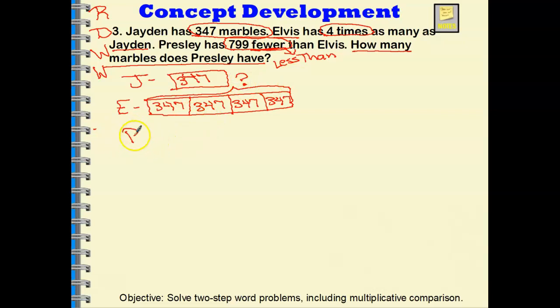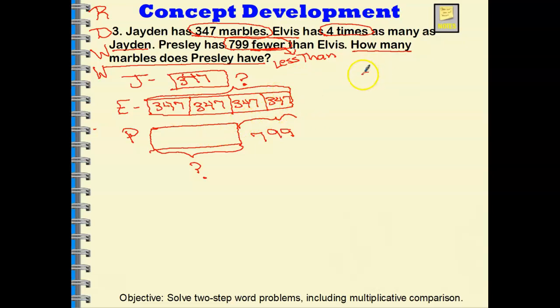Now, what do I know about Presley? Well, I know that Presley has 799 fewer marbles than Elvis. So if I draw out how many I think Presley has, I know that however many Presley has is going to be 799 less than what Elvis has. So I have to figure out how many Elvis has before I can figure out how many Presley has.